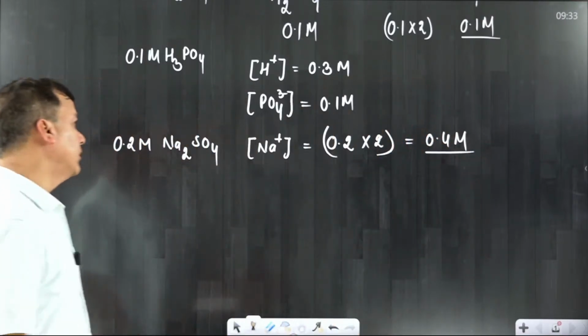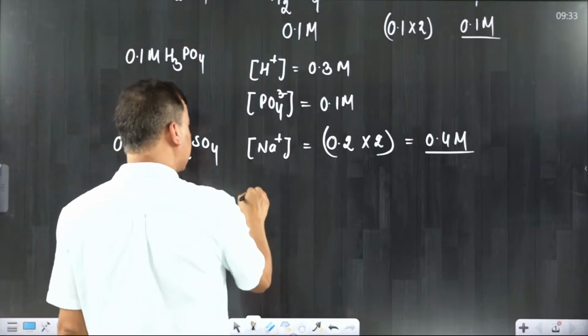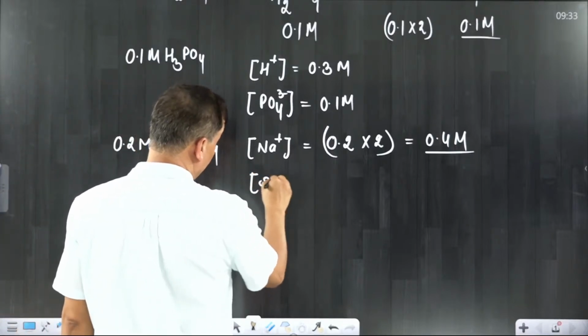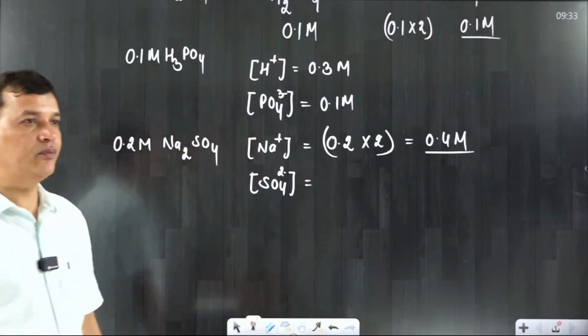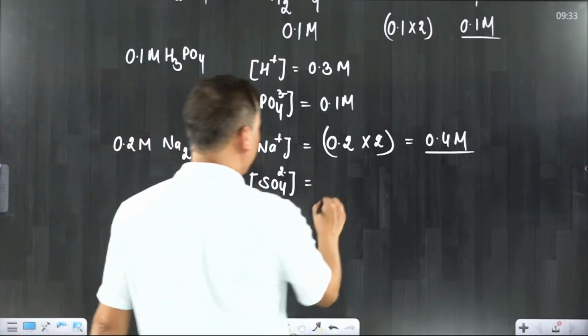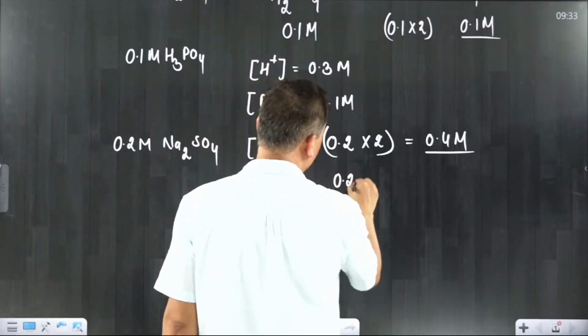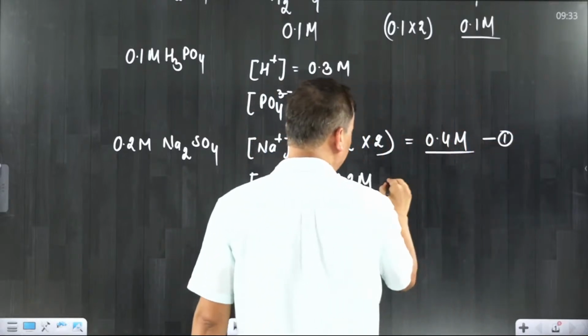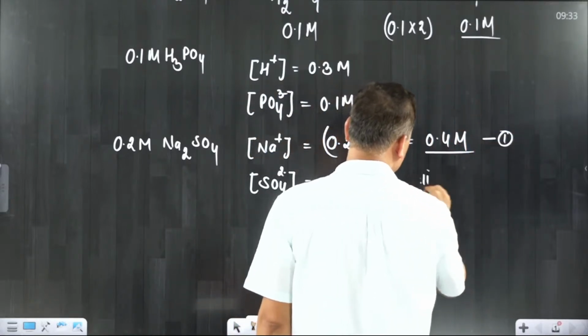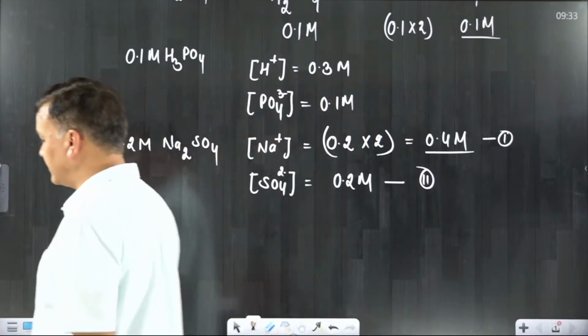And what about the molar concentration of sulfate ion? Yes, that is 0.2 molar. This is the molar concentration of sodium ion, and this is the molar concentration of sulfate ion.